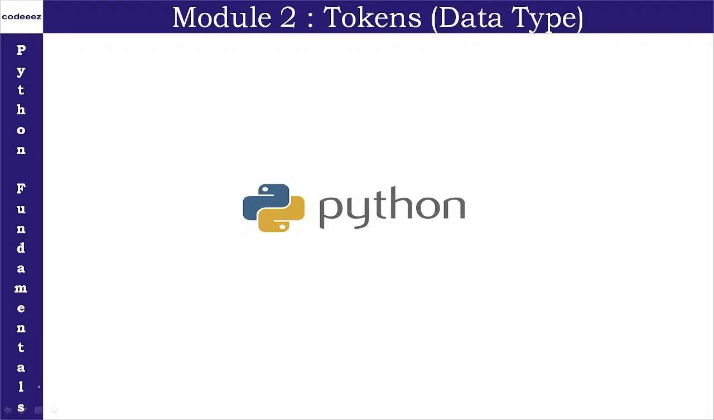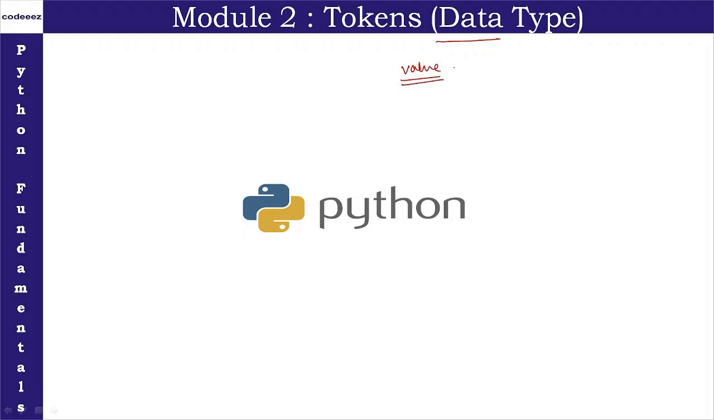Welcome back. Now here we are going to discuss the last token, that is data type. So here we start with the data first. What is data? Data is simply a value. The dictionary meaning of data is a raw fact, a value.